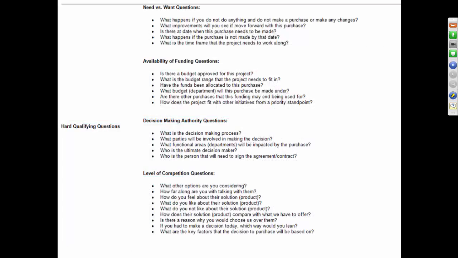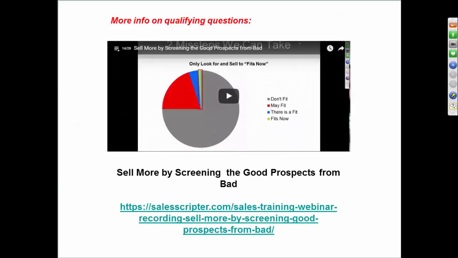Again, these will be provided to you in this. What I'm showing you here is the second half of the appointment script that SalesScripter produces. So SalesScripter is going to give you a really nice appointment script that's going to have your pre-qualifying questions, hard qualifying questions, and more. Now, I'm just kind of skimming the surface on qualifying, but if you want more information, there's a whole webinar on the topic, and this is a link to where you can watch that.